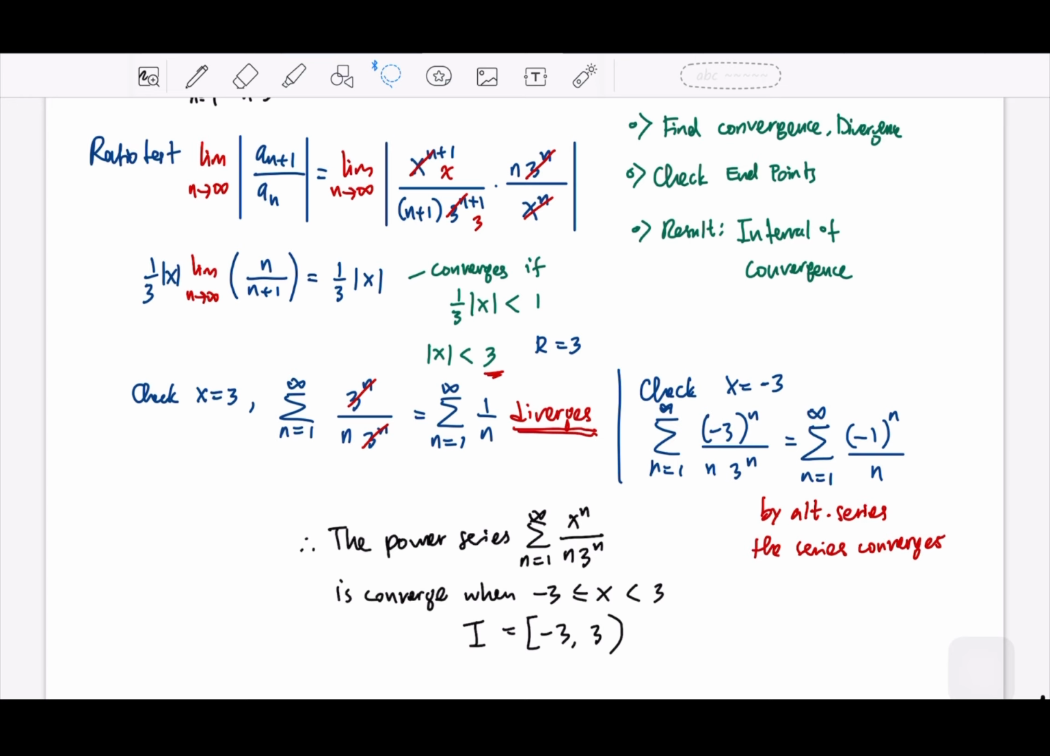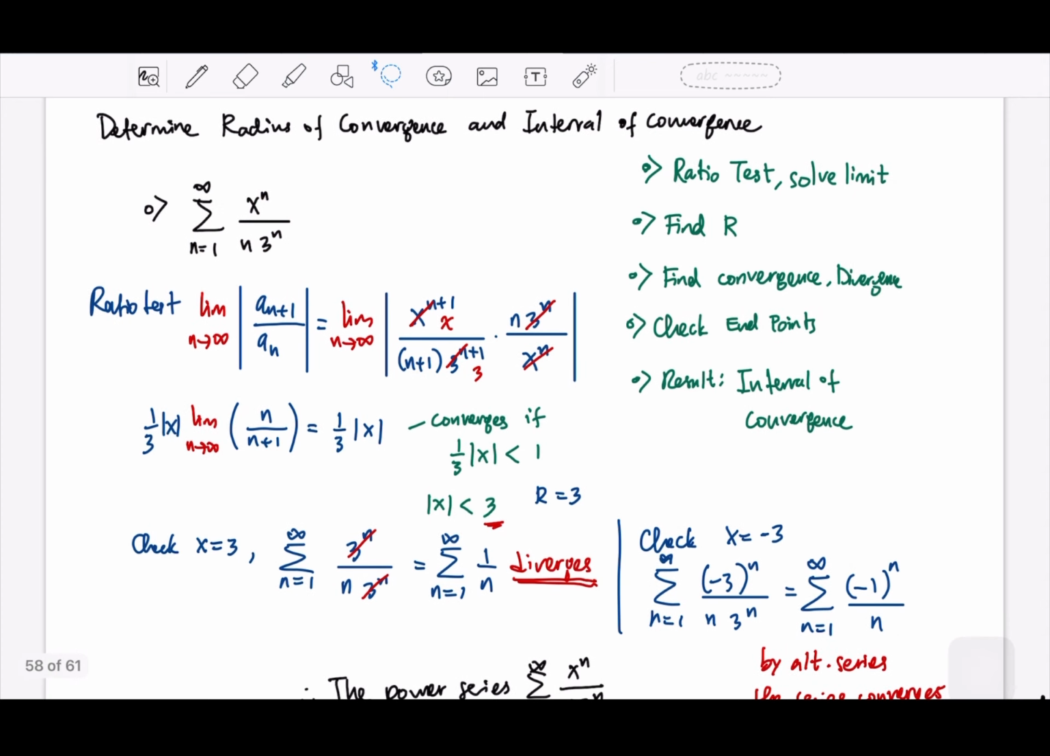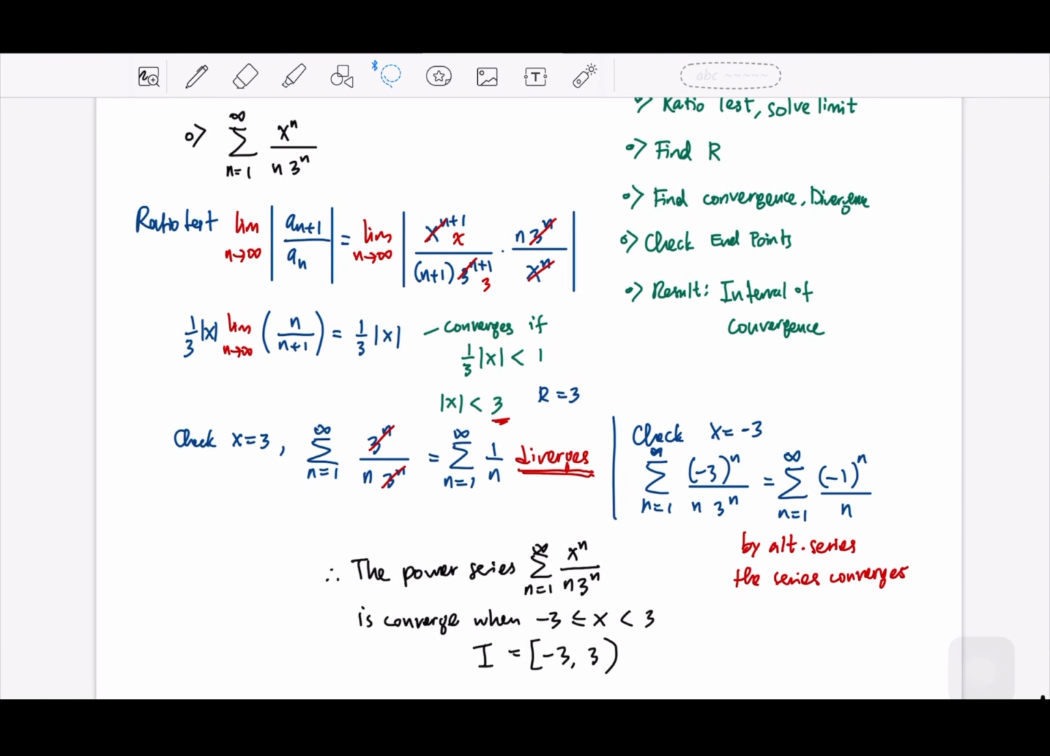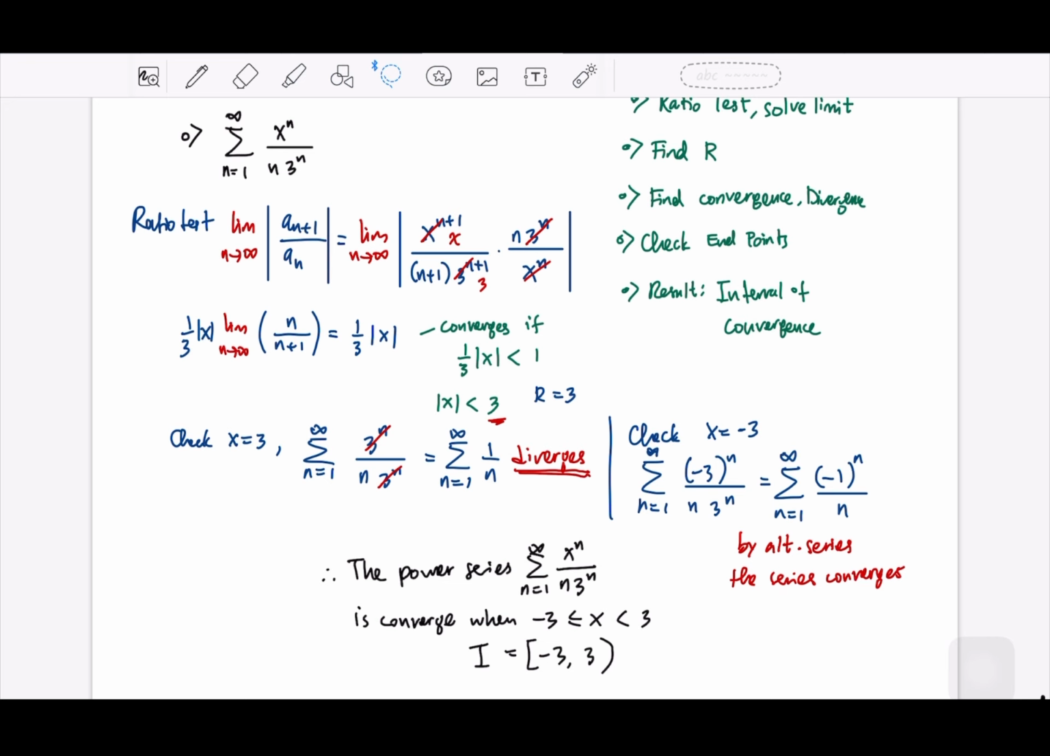Okay, any questions? Which one? Yeah. Because the x is only on the top, right? The x is on the top. Okay, remember the question. Okay, any questions? Any questions?